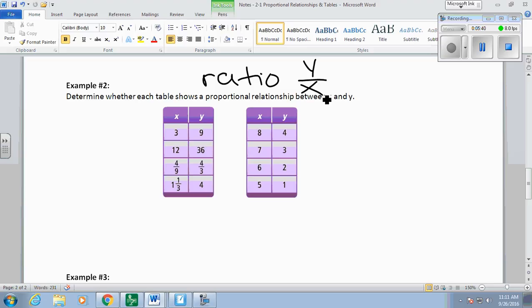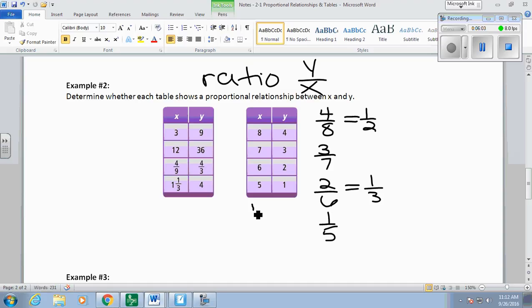So if I started with the one on the right, if I have my y divided by x, 4 divided by 8 will give me 1/2. And that's okay, there's the fraction. Nothing says it has to be a whole number. But then my next one is 3 to 7, and I can't reduce 3 7. The next one would be 2 6, which will reduce down to 1/3, and the last one would be 1/5. So that one is absolutely not proportional. So not proportional, for example 2.